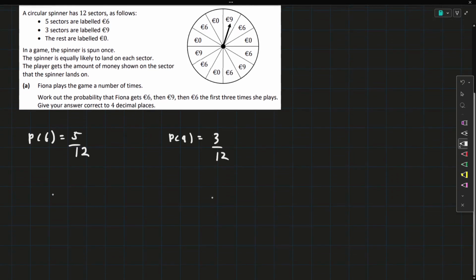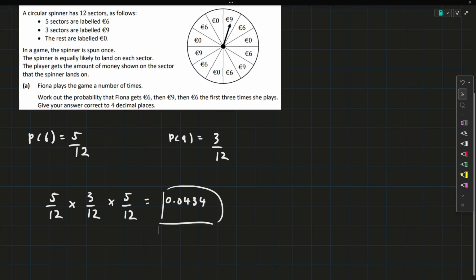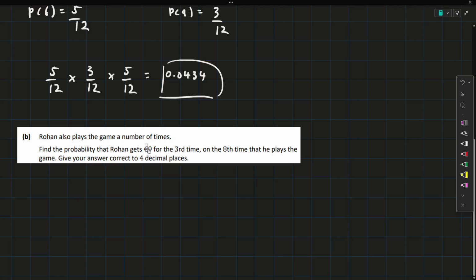So basically, if we get a 6, that's a 5 over 12 chance, and then we get a 9, that's a 3 out of 12 chance, and then after that, we get a 6, which is a 5 out of 12 chance. So you can multiply these together, and we can get 4 decimal points. We'll have 0.0434 as our probability.